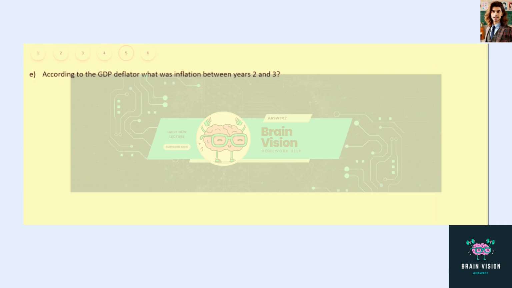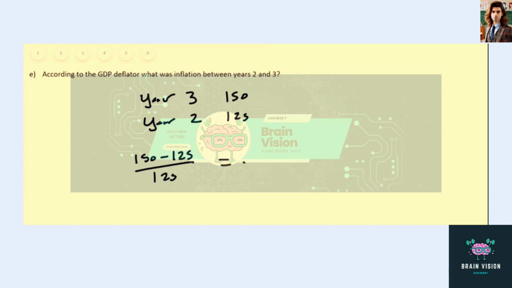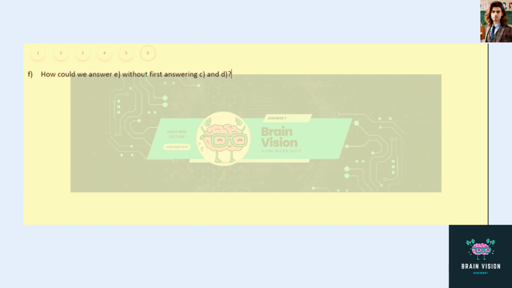Part E is then asking us, according to the GDP deflator, what was inflation between years 2 and 3? And again, this is just a percentage change, just this time in the GDP deflator. Remember, the year 3 deflator was 150, and the year 2 deflator was 125. So we have 150 minus 125 over 125 equals 0.2, or 20%.